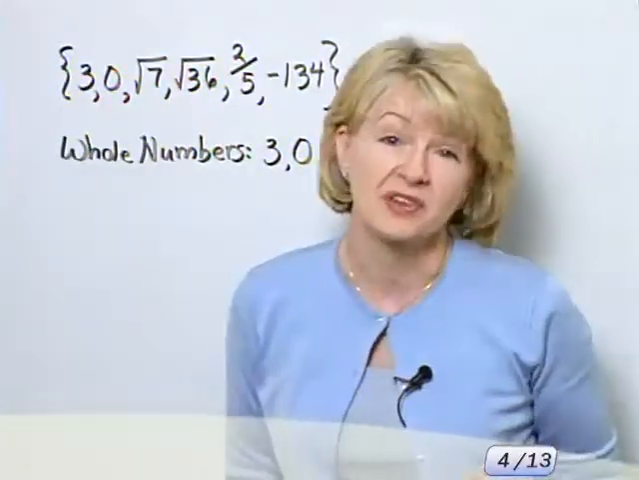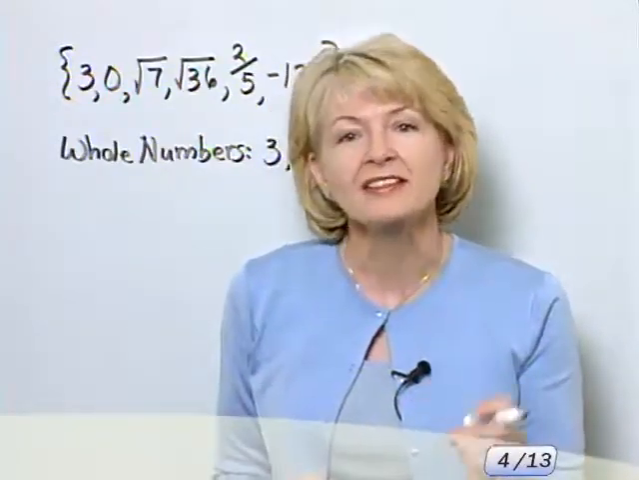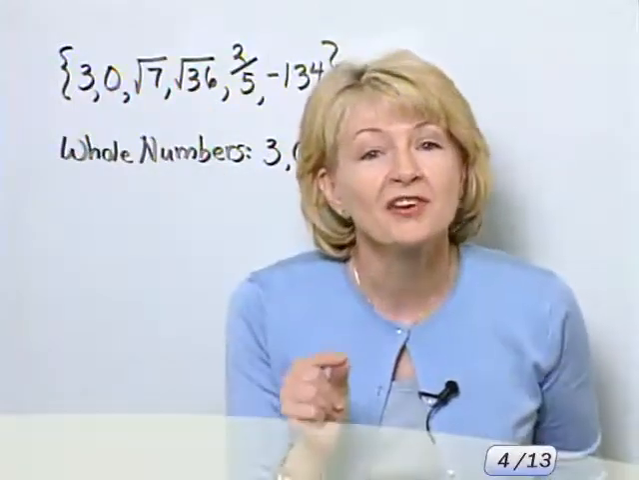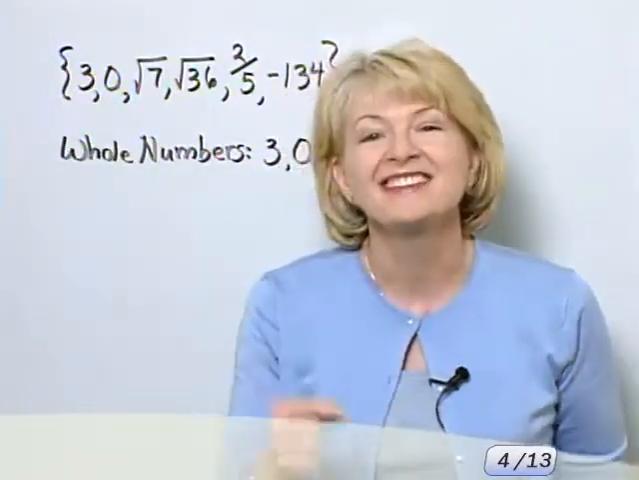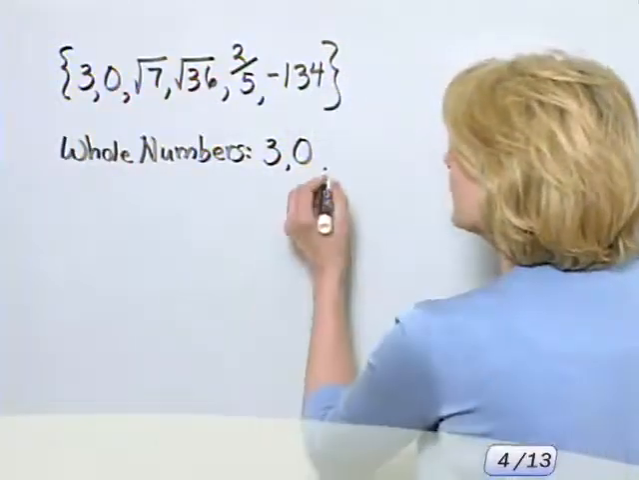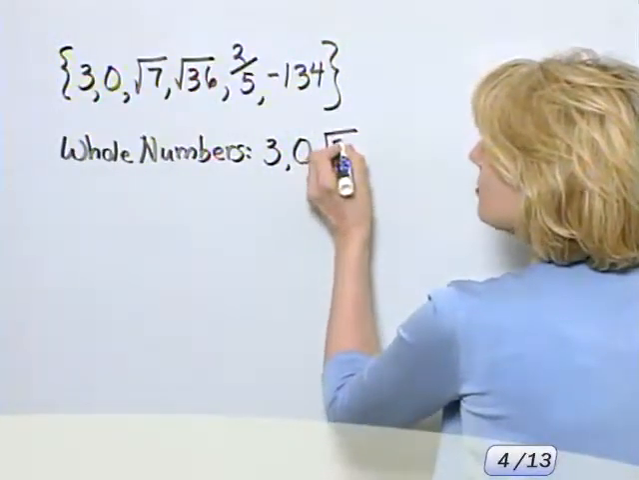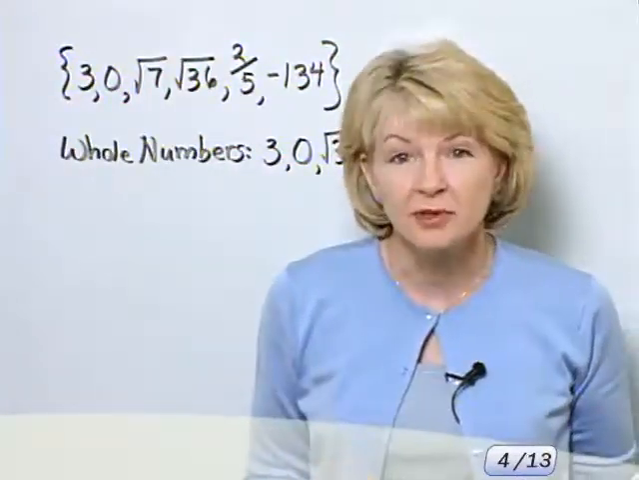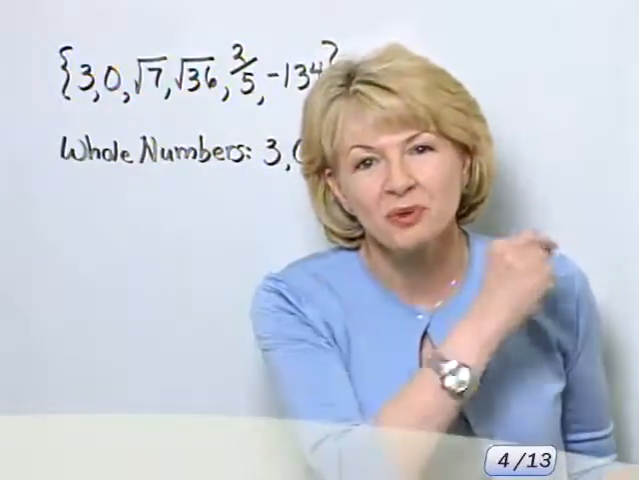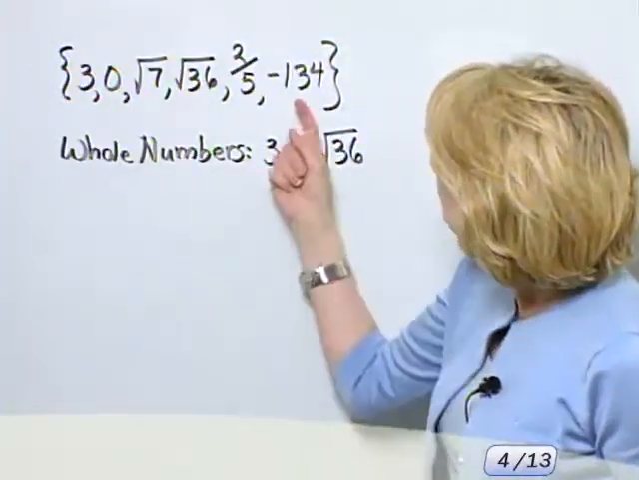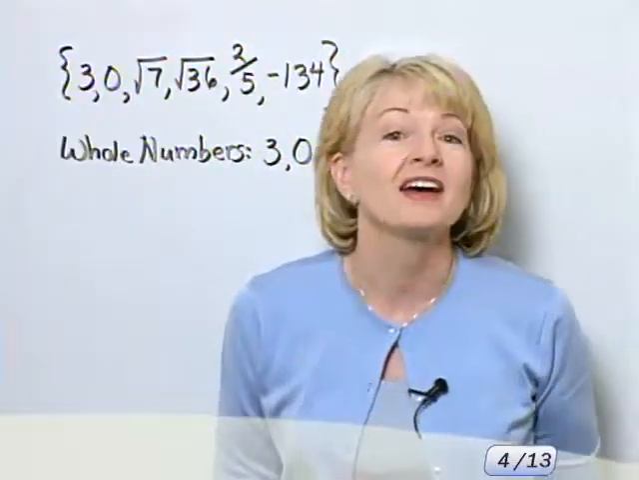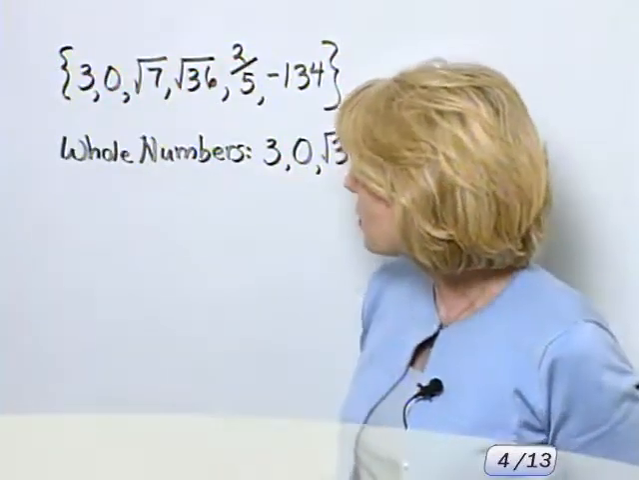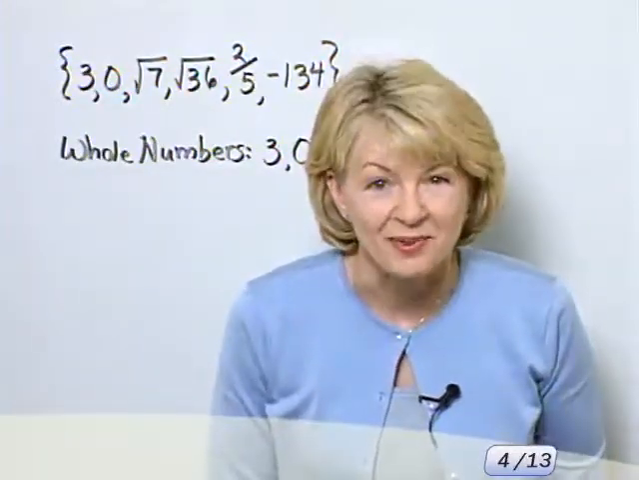What about the square root of 36? The square root of 36 simplifies to 6, so this is actually another name for 6. Since it's another name for the whole number 6, we do list this among whole numbers. 2/5, that is not a whole number. Remember, the whole numbers consist of 0, 1, 2, 3, 4, 5, and so on. And what about negative 134? That is not a whole number. It's actually a negative integer. So here are our whole numbers.